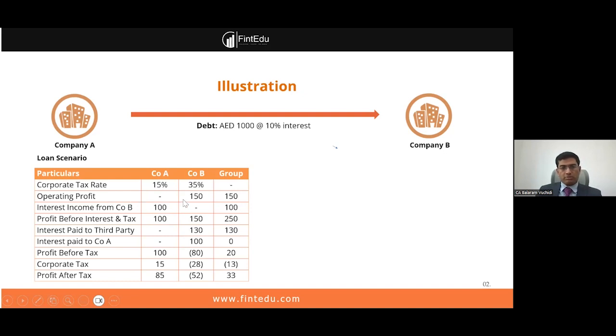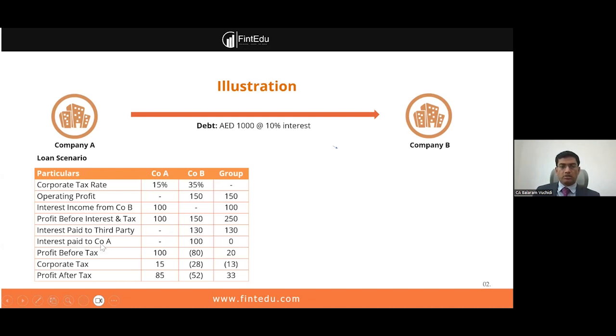The operating profit of company A is nil and company B is 150. And interest income from company B is 100 dirhams. Out of the loan that is given, company A is able to generate 100 dirhams interest, which is 10% on 1,000 dirhams. And profit before interest and tax, in company A it is 100 and in company B it is 150 dirhams. Interest paid to third parties: company A does not take any loan from outsiders, but company B has taken a loan from outsiders, and interest on that is about 130 dirhams.